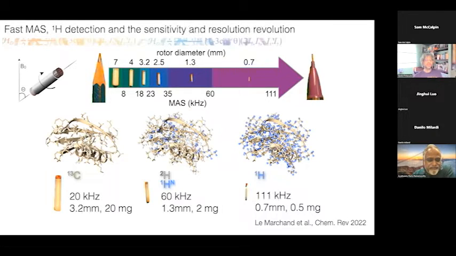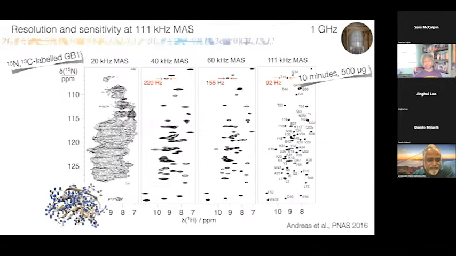So proteins where the proton content is diluted by deuteration and reprotonation of the amide sites, for example, in the 60 kilohertz regimes, which was the state of the art until a few years ago, and since 2015, 2016, now it's possible to work at over 100 kilohertz in very small rotors and record well resolved proton detected spectra on fully protonated proteins.